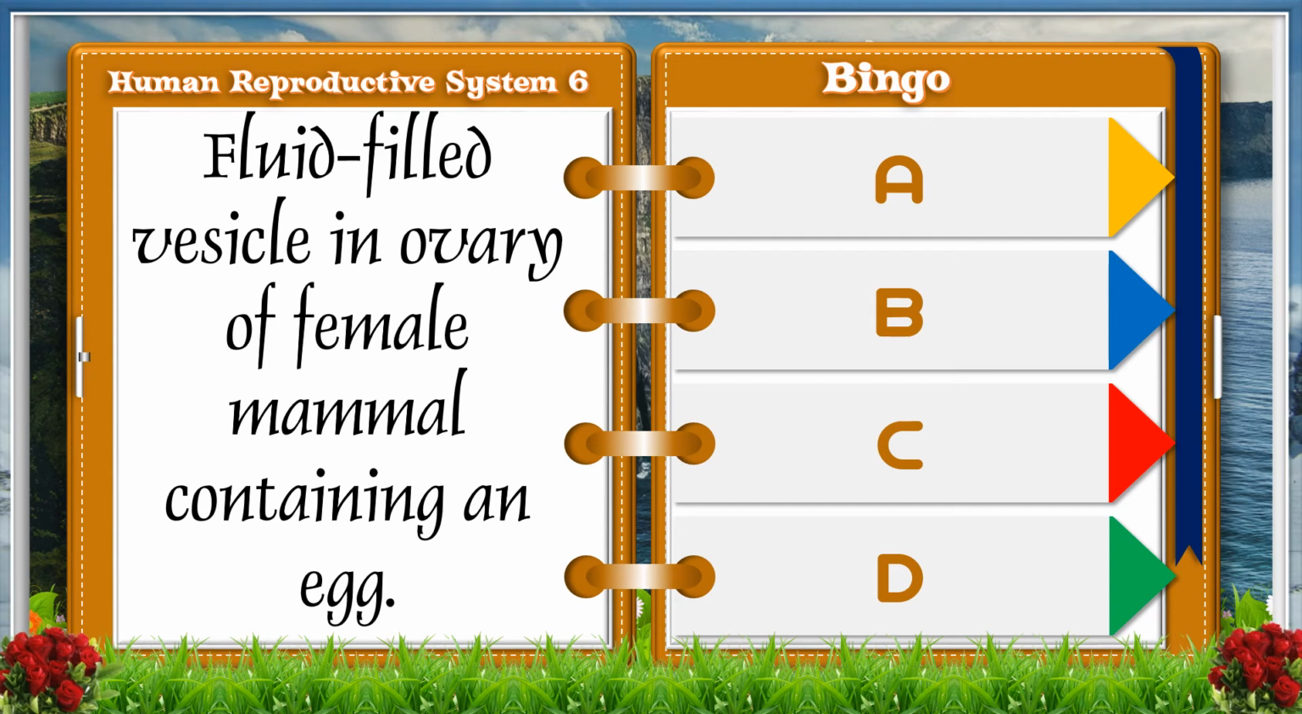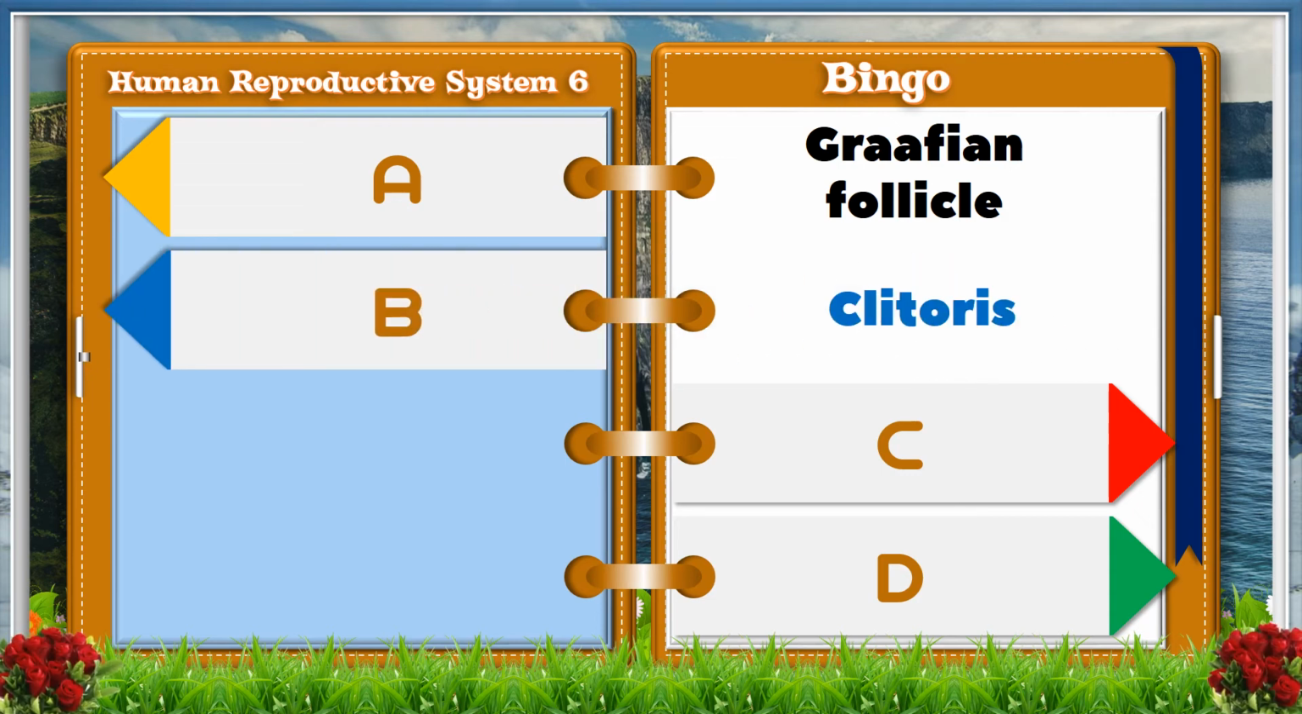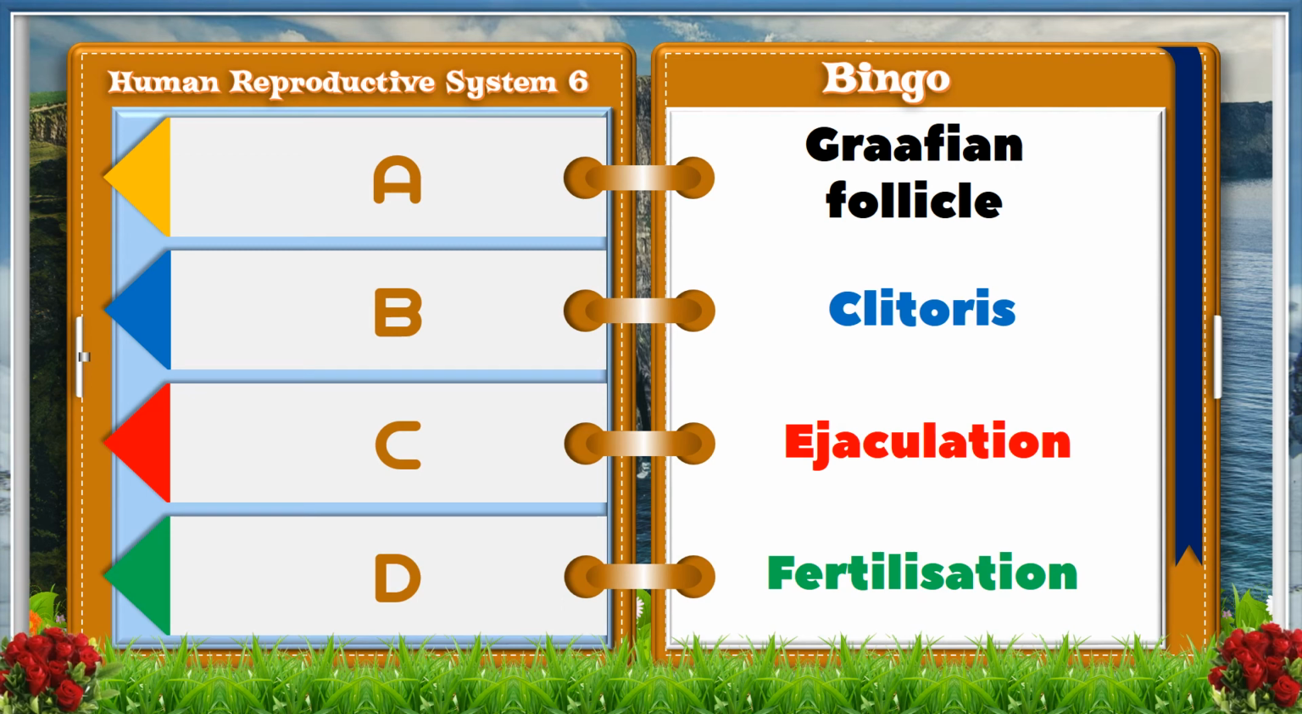Fluid-filled vesicle in ovary of female mammal containing an egg. A. Graafian follicle. B. Clitoris. C. Ejaculation. D. Fertilization. And the answer is A. Graafian follicle.